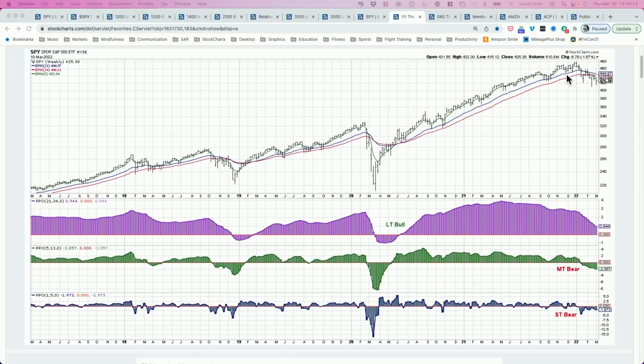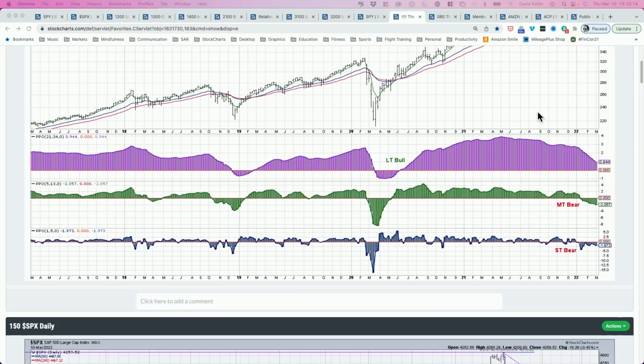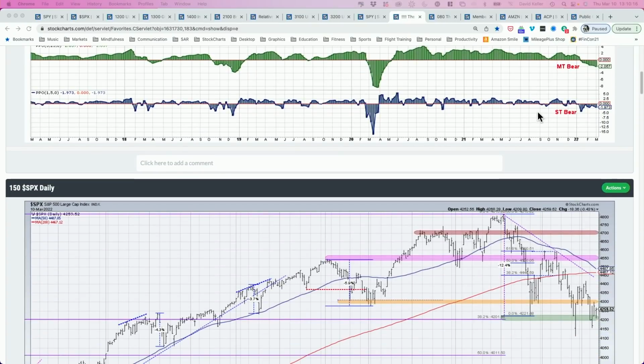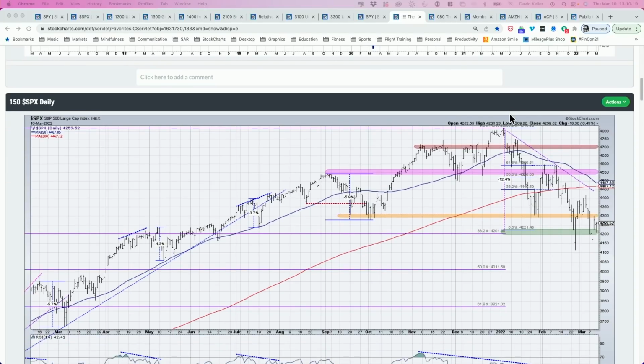I see the short-term and medium-term trends as both fairly weak right now, although we're still not that far off of all-time highs. The daily chart of the S&P is an interesting one. On Tuesday's close, we actually closed below 4,200 and really accelerated to the downside. This is a new closing low for the year.